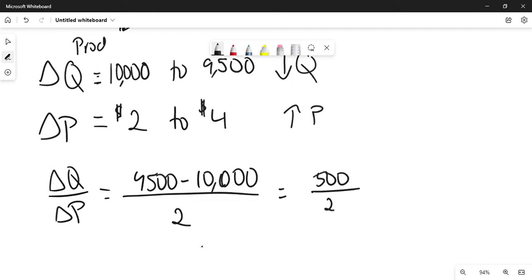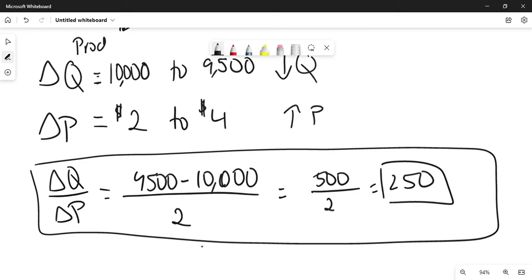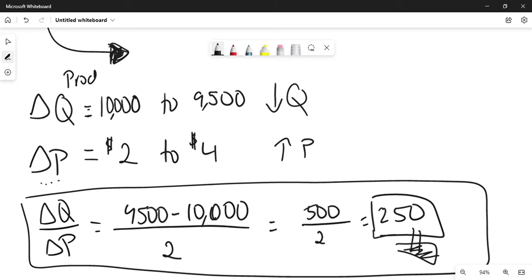500 divided by 2 equals 250. Now looking at this number, the change in quantity or the change in price, you look at this number and you're like, oh my god, it's actually increasing or decreasing so much. Changing the price by small amounts increases the quantity demanded by so much. It's crazy, right? But that's not really realistic, right?